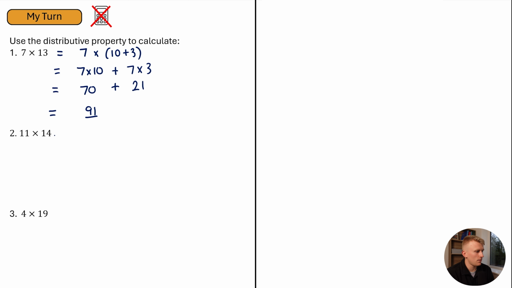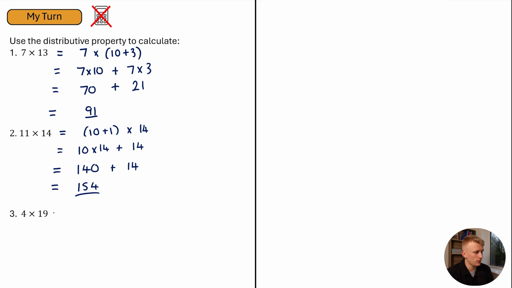Let's look at the next example. 11 multiplied by 14. This time I'm actually going to split the 11 into 10 add 1 and multiply that by 14. I can do 10 lots of 14 and then add on 1 lot of 14 after that. I don't really have to write the 1 multiplied by 14 there. 10 multiplied by 14 is 140. Add on that extra lot of 14 and I'll do that calculation. 140 add 14 to give me 154.